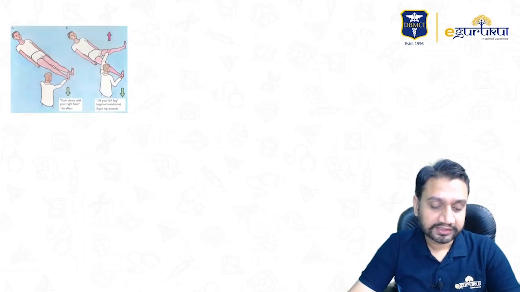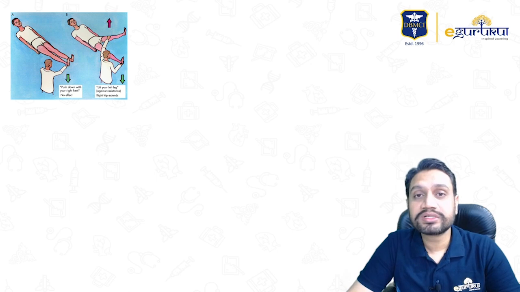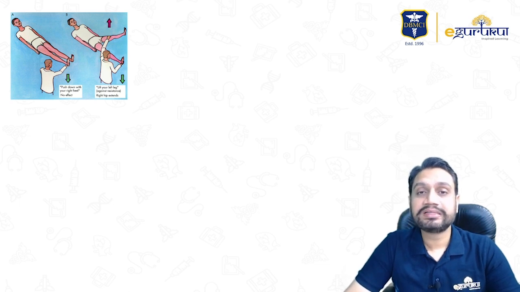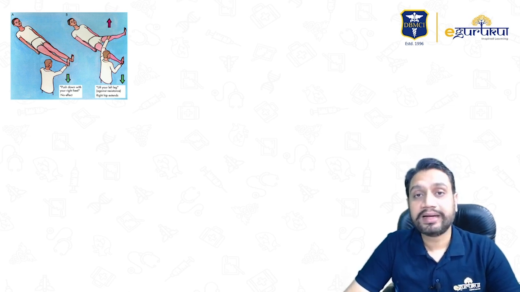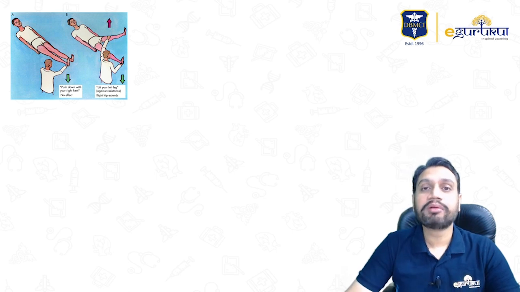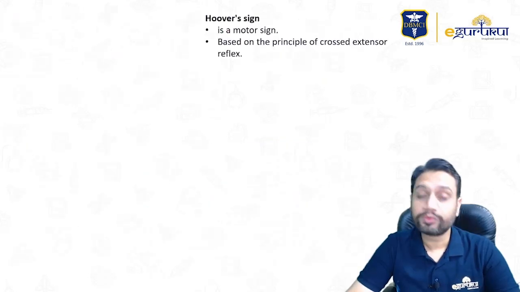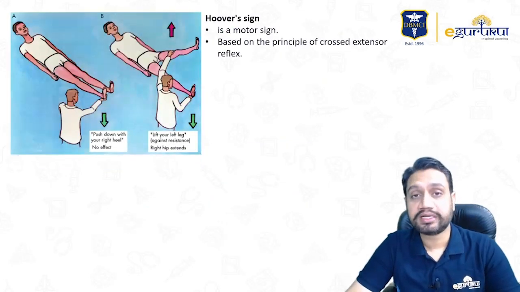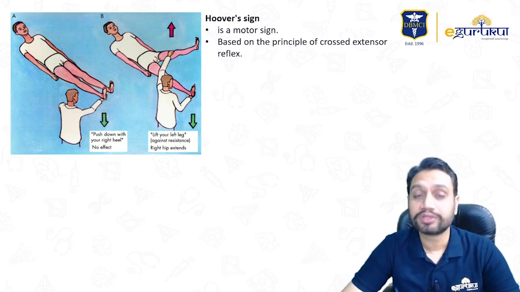Then you have certain other tests like Hoover's test, which was asked in your exam. What is Hoover's test? Hoover's test helps you to differentiate a paretic limb, basically when you don't have any power in the limb, from the normal limb. So organic cause versus inorganic or malingering cause, that is what you come to know by this Hoover's test. How to do this Hoover sign? It is basically a motor sign, based on the principle of the crossed extensor reflex.